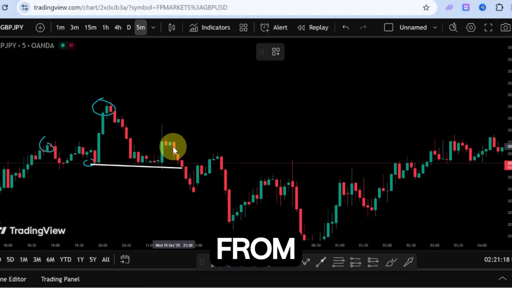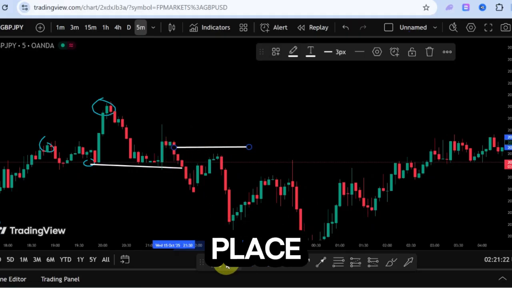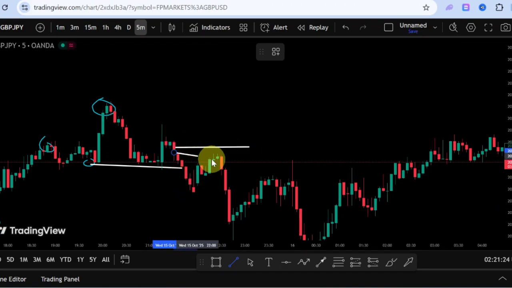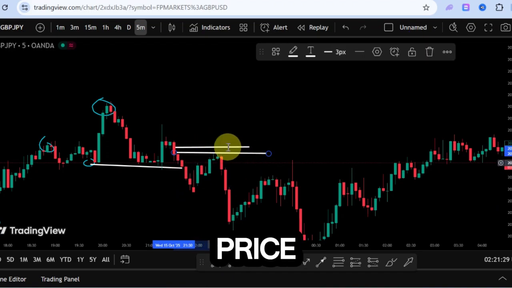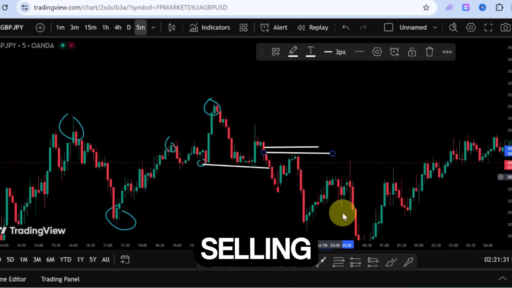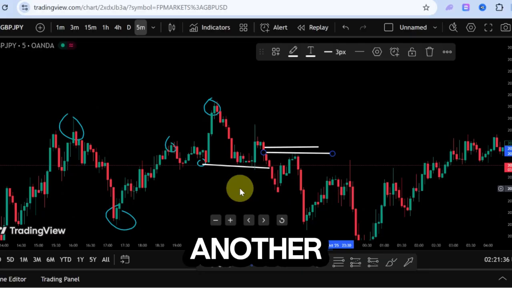So you can see from this particular place to this particular place, there was a fair value gap. It was at this fair value gap that price retraced to before selling downward. It is really very easy. So guys, let me show you another example.